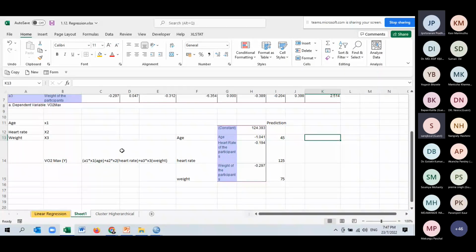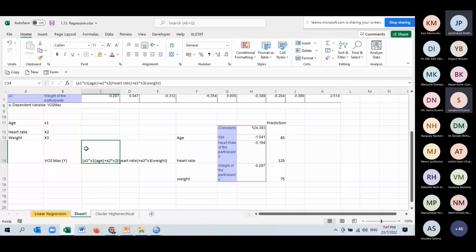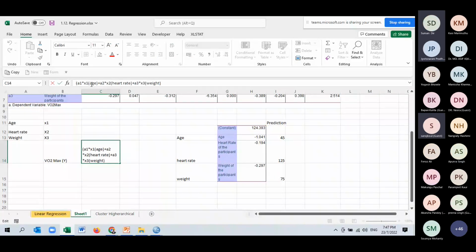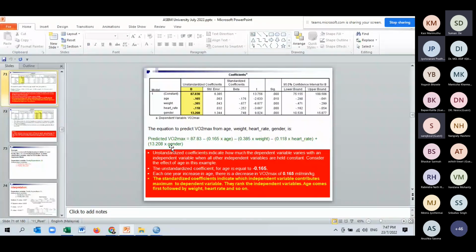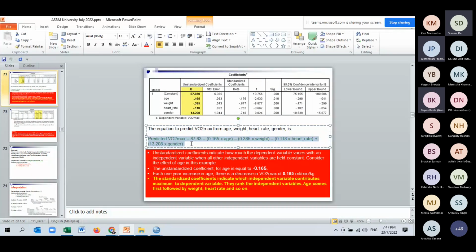I think a slight modification is needed. When I put this formula, it won't take it. This one maybe. Otherwise, leave it. The formula is there in this equation. So intercept plus we need to add on the value. No worry. Sometimes Excel also.